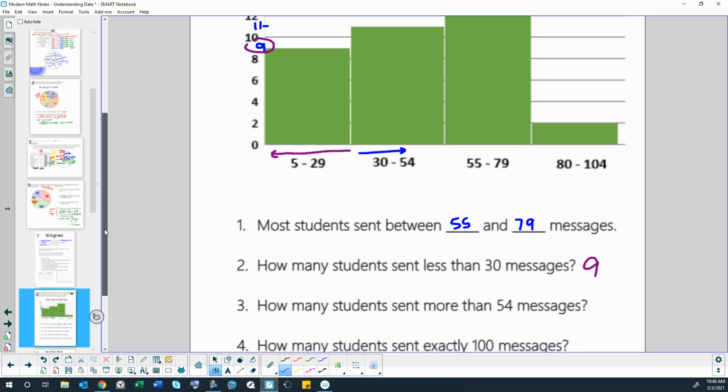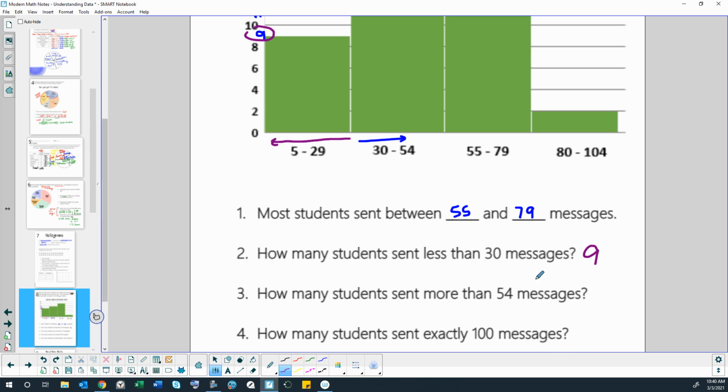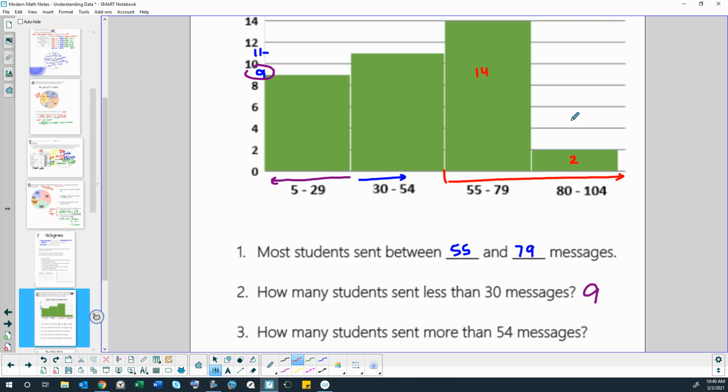Next question, how many students sent more than 54 messages? So that would be this part of the graph from here, because this goes up to 54. So above that. So we need to add these two categories together. This one was 14. Can't quite see it because it's off the screen. 14, and then this one was 2. So together those add up to 16.